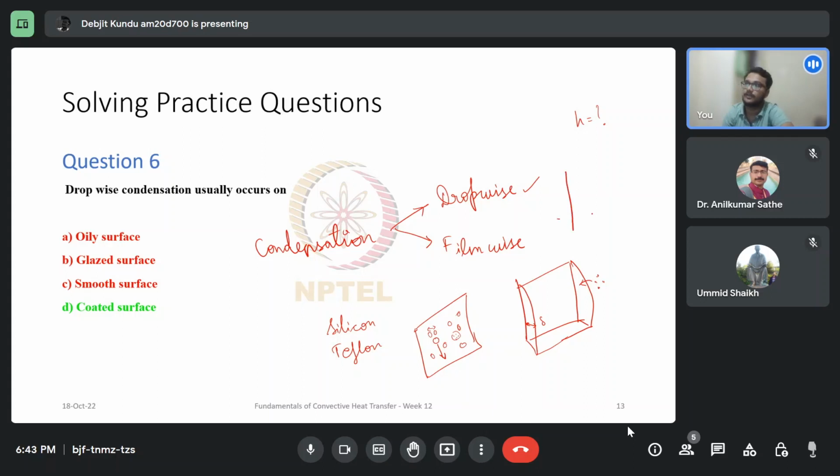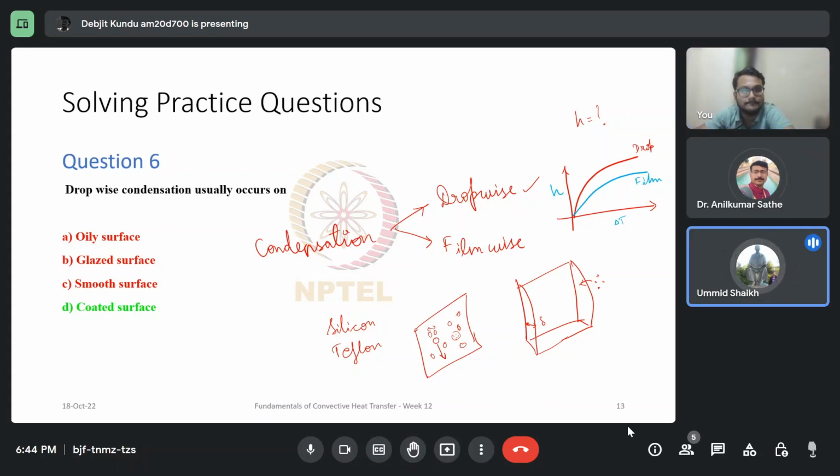If we recall, there was a curve like this, where this was for drop-wise, and let me take a different ink color, and this one was for the film. This was temperature difference, I guess, and this was the convective heat transfer coefficient. Do you recall this curve? Yes, sir. So any questions regarding all this?